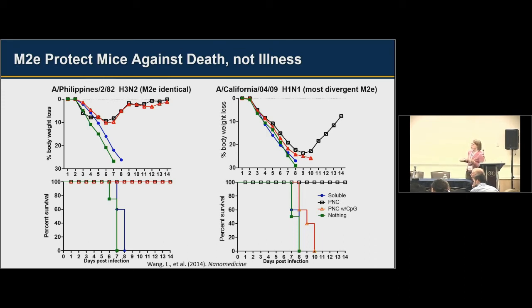And so what I'm showing here on the top row is body weight of mice who have been immunized and then challenged with either the Philippines virus, which is identical to our peptide sequence, or, on the right-hand side, the California virus, which has 4 amino acid mutations in that short sequence and is the most divergent that really exists.